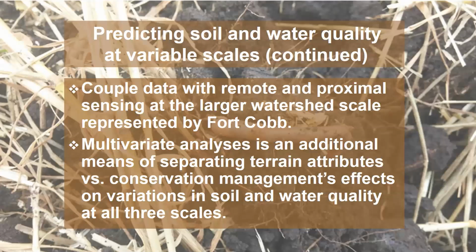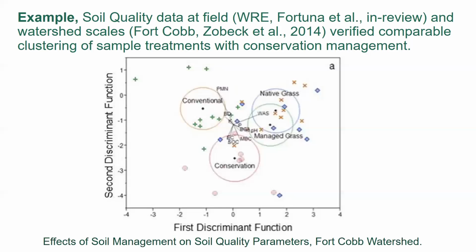And if we use remote and proximal sensing, it's more of an in situ measurement. Likely we would have to use the radiometer in situ to verify that we could actually use the proximal sensing at the Fort Cobb site. An additional important tool is multivariate analysis. It's another means of separating terrain attributes from conservation management effects, and it represents variations in soil and water quality that are related to these two attributes.